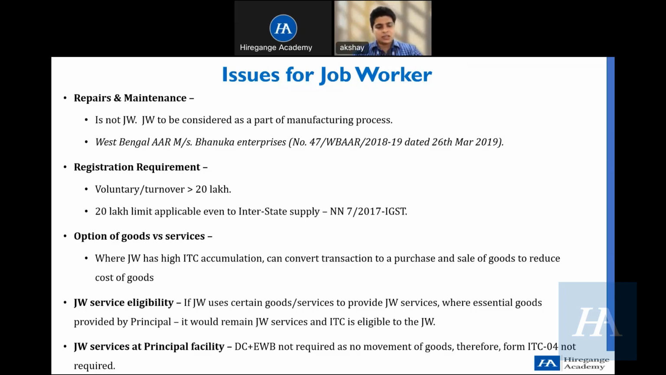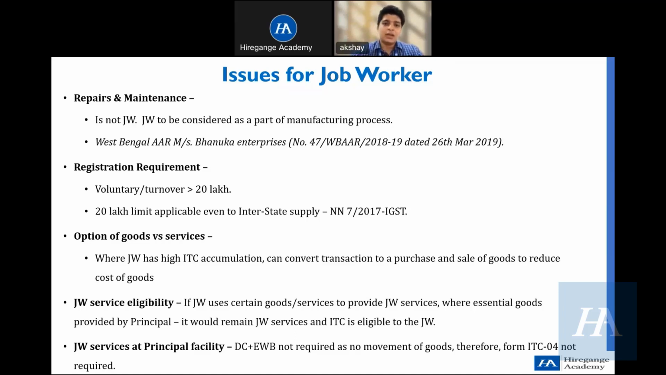The other thing which generally has to be seen in a business sense is the option of considering a goods versus service scenario, wherein if the job worker has high ITC accumulation in lieu of his various capital goods or raw materials which he is purchasing to perform various types of activities, in such situations, whether it can be considered as a transaction where he purchases the goods from the principal and sells the goods back to the principal.